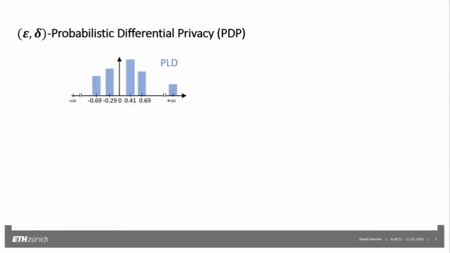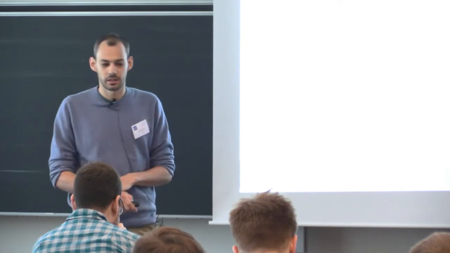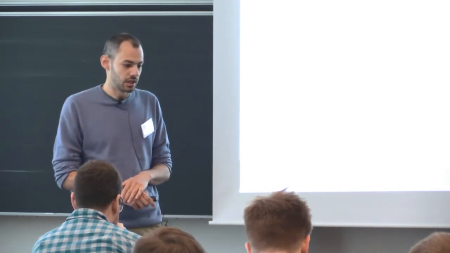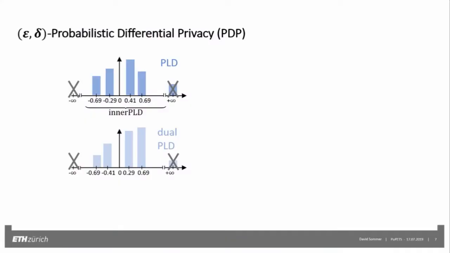What can we do with this privacy loss distribution? For now, let's assume that the infinity buckets are not there. This we call the inner PLD. Remember that. I will need it later. If I now add an epsilon here on the x-axis, then the privacy loss of all the events is smaller than this epsilon. So we get epsilon differential privacy very easily.